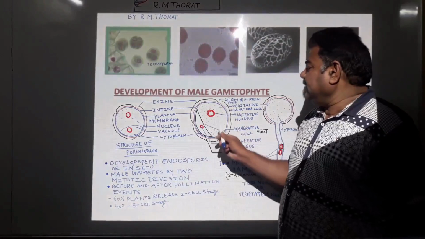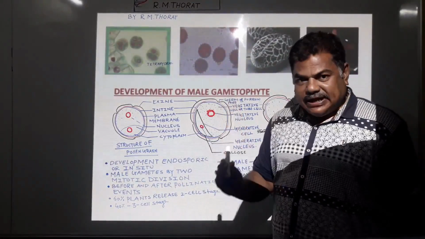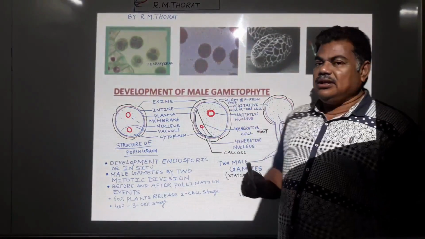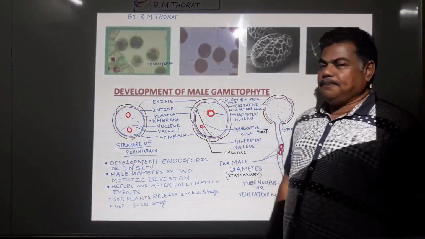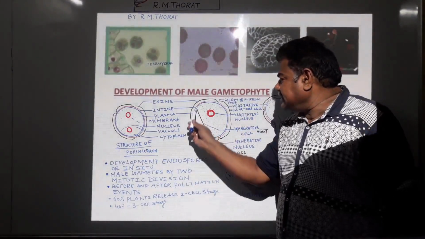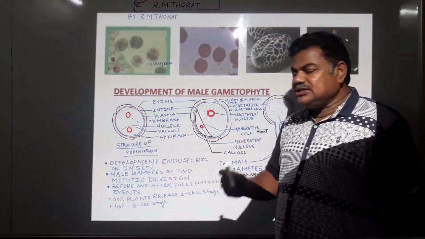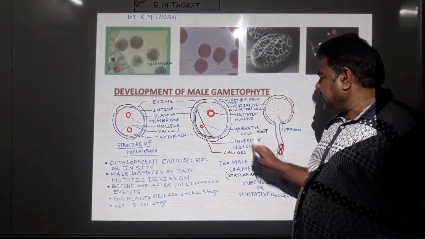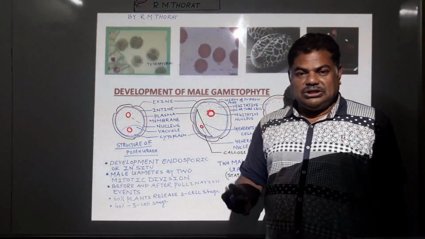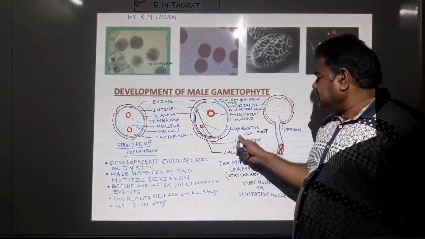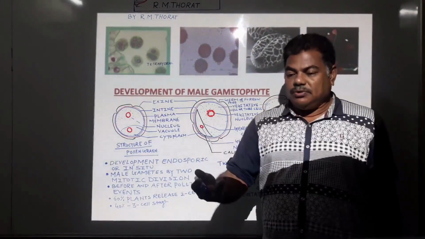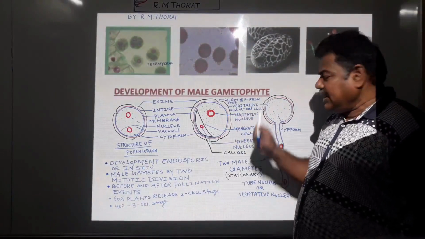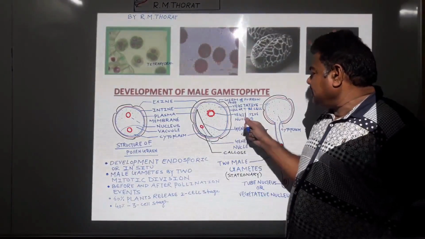The bigger cell, in which more cytoplasm is present, we call a vegetative cell, or it is also known as a tube cell. And the smaller cell, which is spindle shaped, we call a generative cell, which means it forms the male gametes in future. The bigger cell is the vegetative cell, or tube cell.